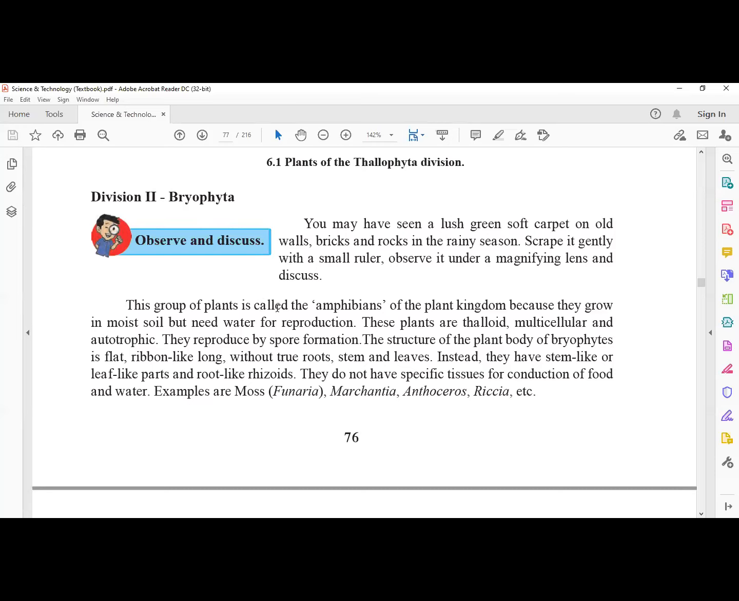points of bryophyta. The first main highlighted point is that this group of plants is what we call amphibians. Why do we call bryophytes amphibians? Because they grow in moist places but need water for reproduction. That's why bryophytes are called amphibians. So we'll write it as a question-answer type.